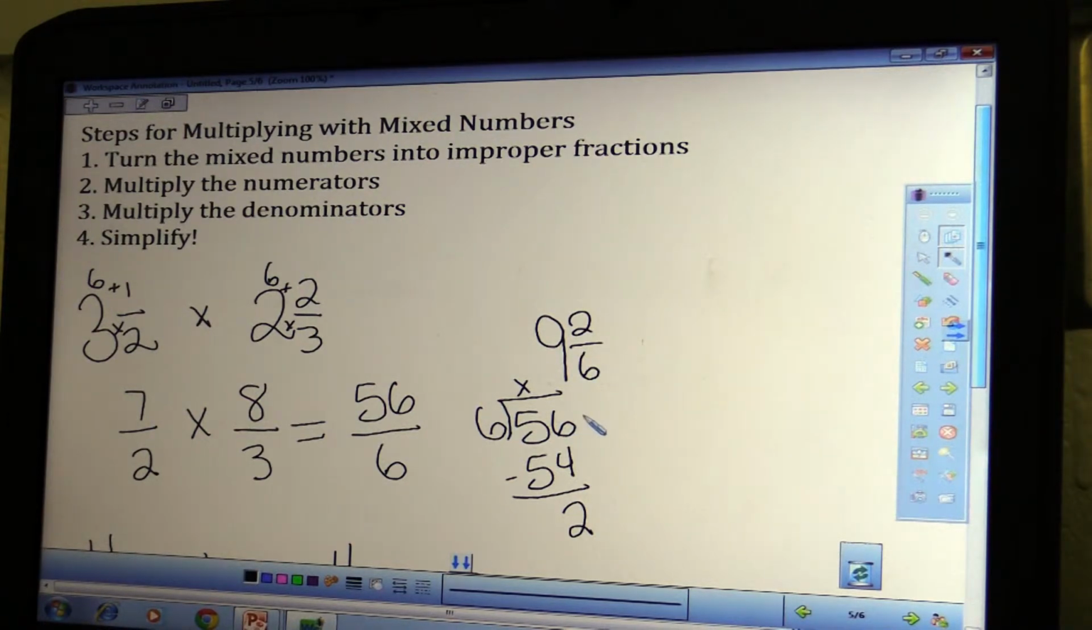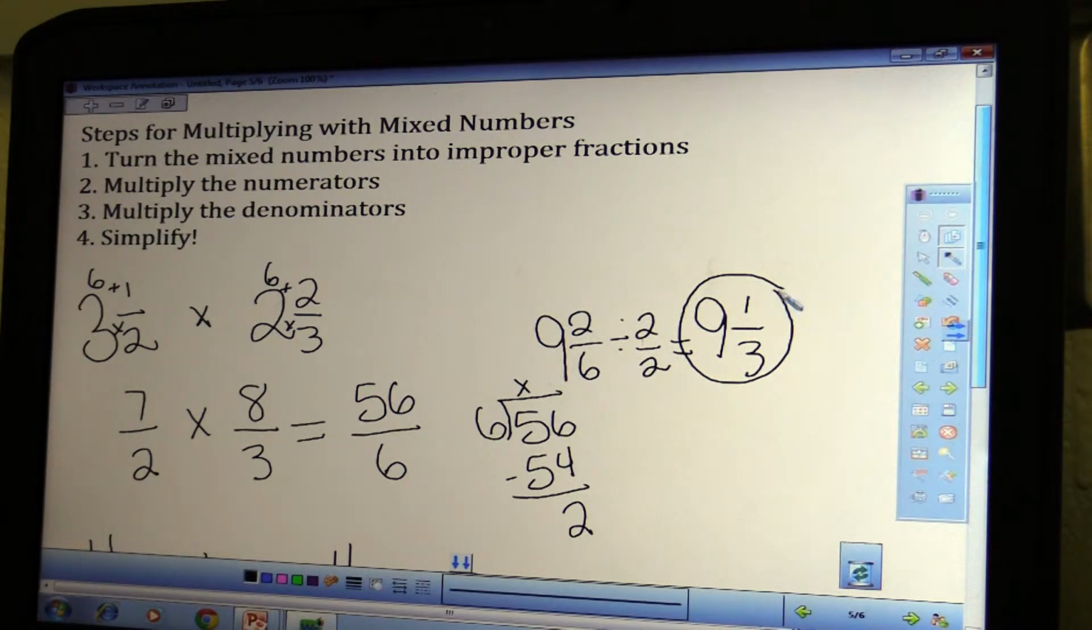Now I have to check if that fraction is in simplest form. It's not. I need to go ahead and divide again by 2 over 2. Keep my whole number of 9, that hasn't changed. 2 divided by 2 is 1, and 6 divided by 2 is 3. So I'm left with 9 and 1/3.